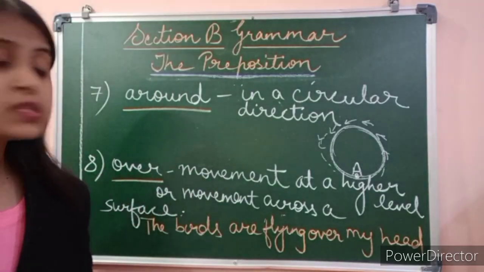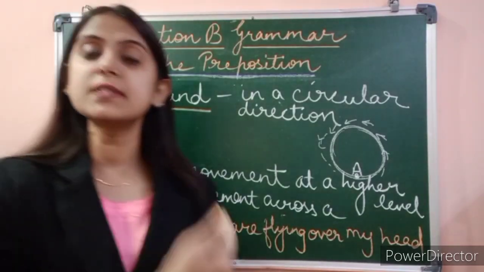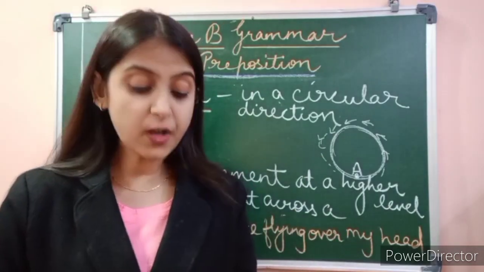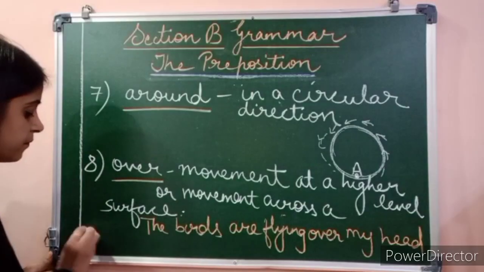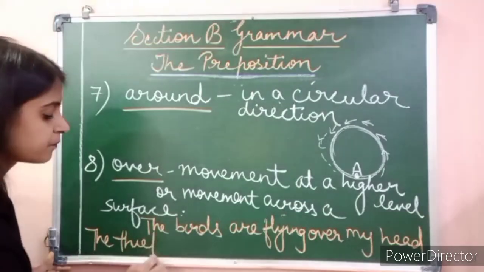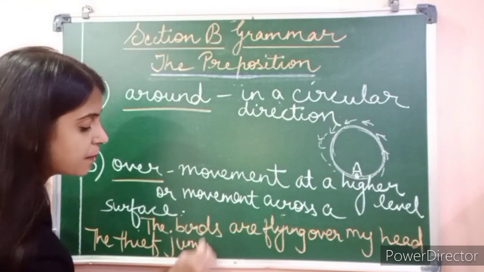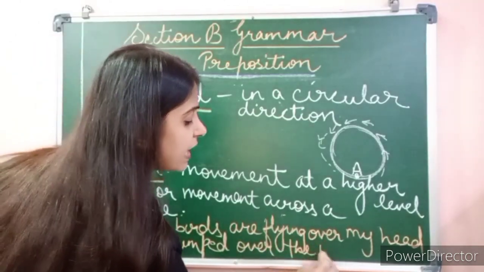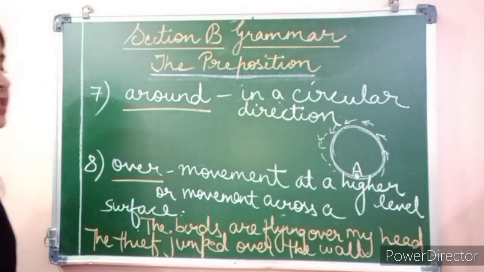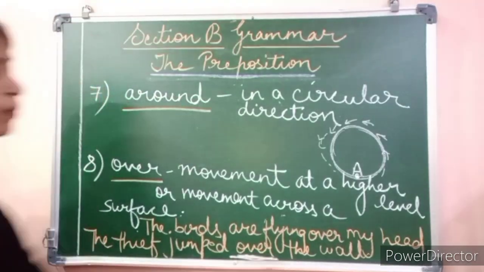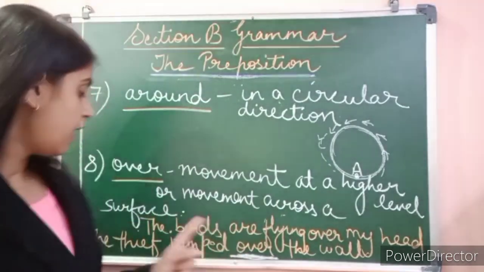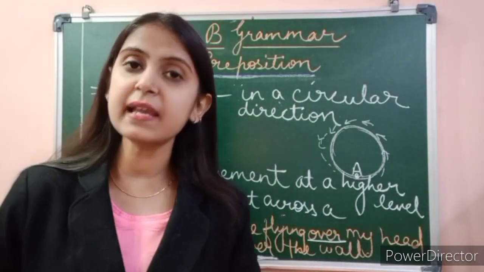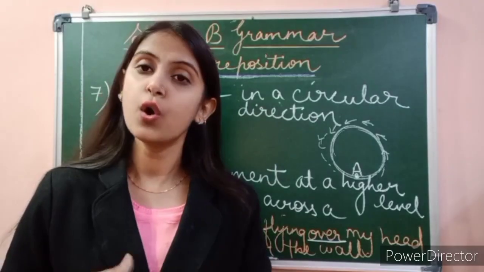Over is also used to show movement across a surface. Across means from one end of the surface to the other. For example, the thief jumped over the wall. Okay, so here you see over is showing the movement across the wall, and here the birds are flying over my head. There is movement at a higher level, so that is why we have used over.